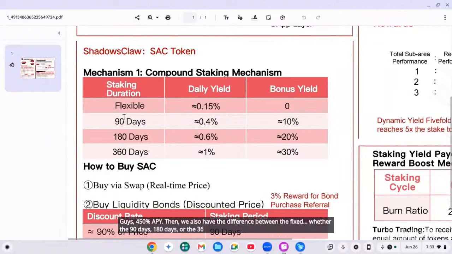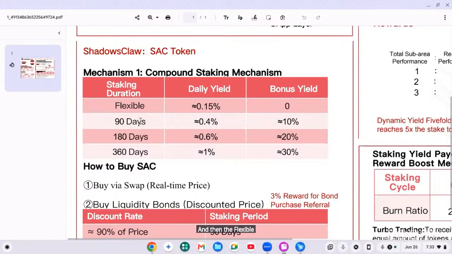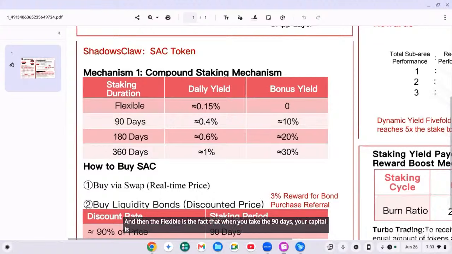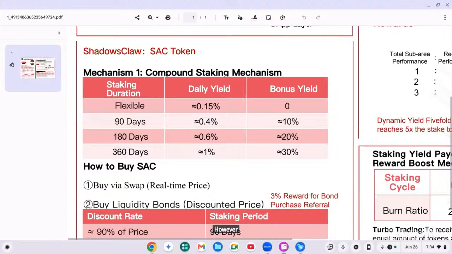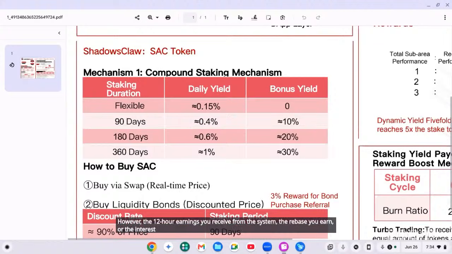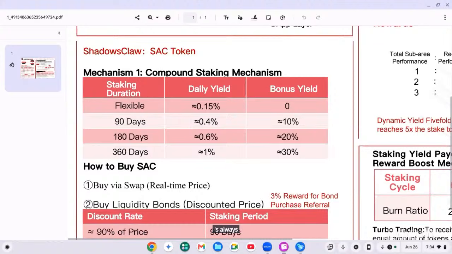Then we also have the difference between the fixed contracts, whether the 90 days, 180 days, or the 360 days, and the flexible one is the fact that when you take the 90 days, your capital is locked over 90 days. When 90 days is due, it is automatically released to you. However, the 12-hour earnings you receive from the system, the rebates you earn, or the interest you earn, is always available for you to withdraw.